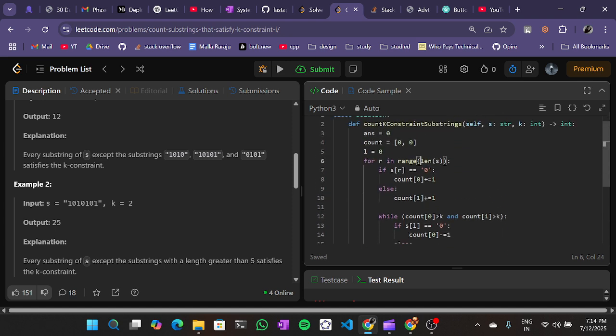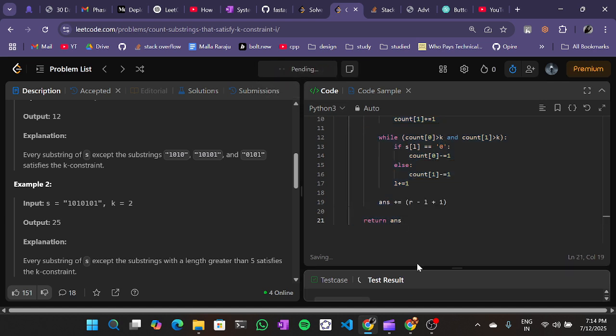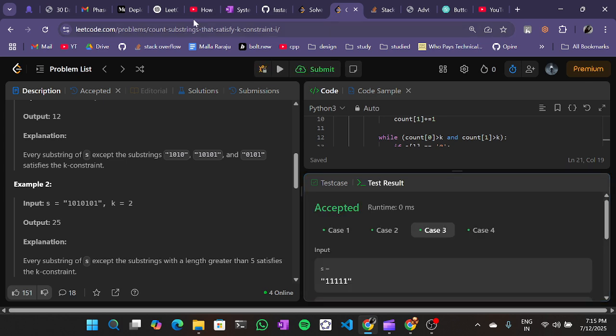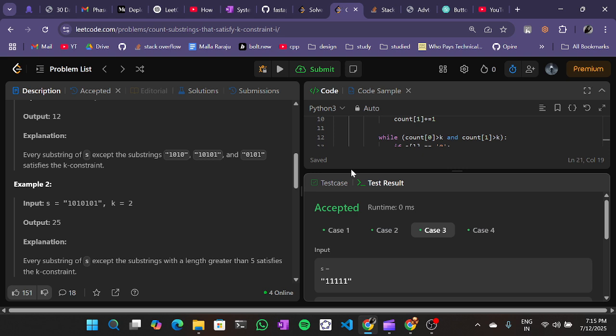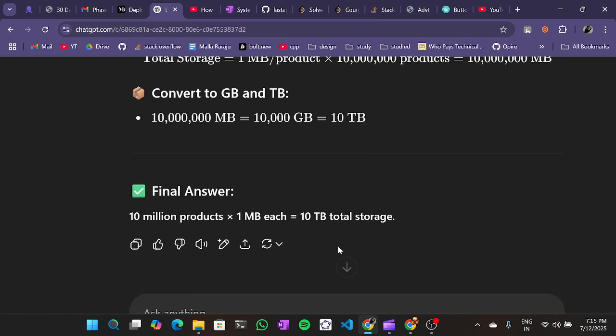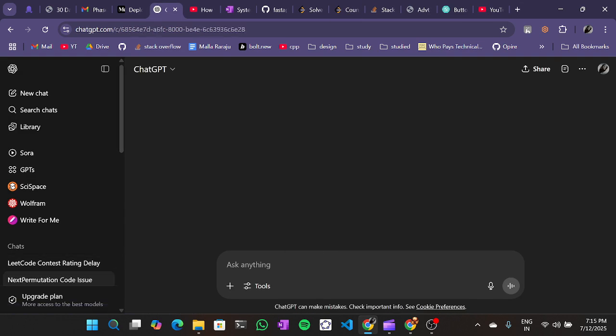But instead, it is complex to just imagine how to solve it. Rather, let's ask ChatGPT. We currently have a solution in the most optimal way on LeetCode, but I know it can be even more optimized. So let's ask ChatGPT.